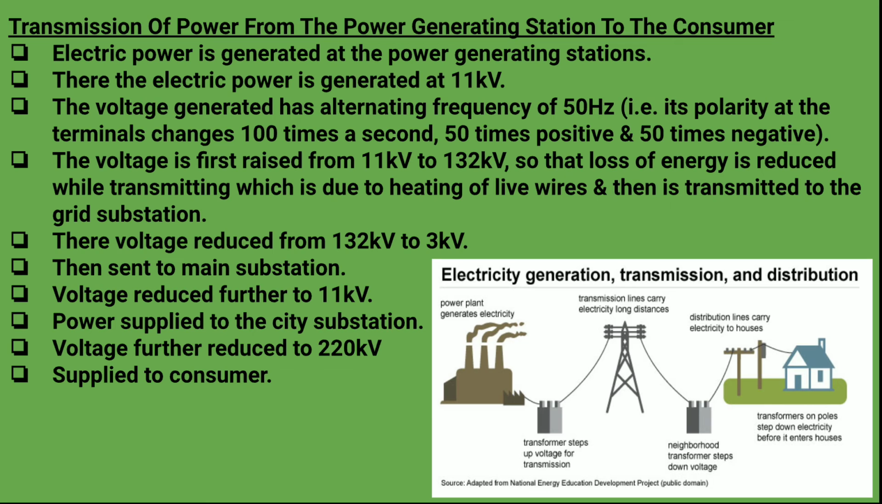Now there the voltage will be reduced from 132 to 33 kV. That is, first it was 11 kV, then it is raised to 132 kV, then it is supplied to the grid station. There the voltage is reduced, then sent to the main substation. It is reduced to 11 kV, and then the power is supplied to the substation, further reduced to 220 V. And this way it is supplied to the consumer. So this way the power generating stations supply power to the consumer.